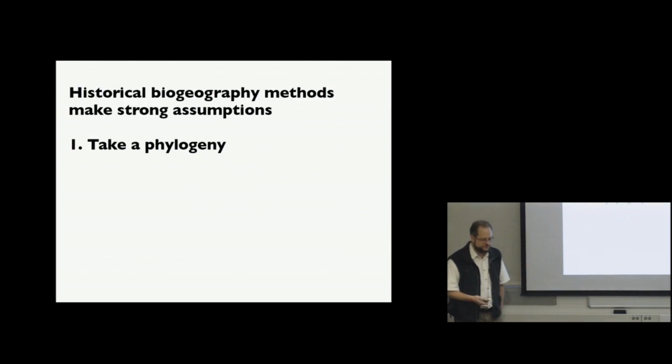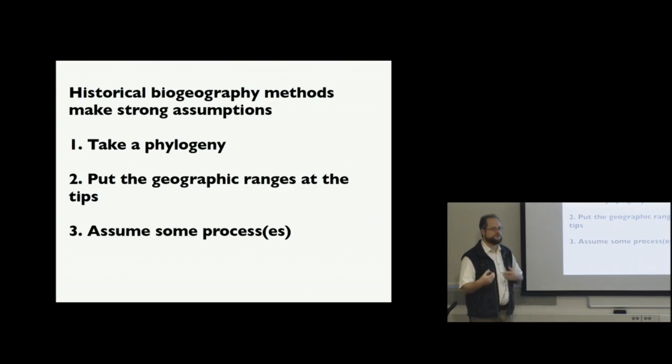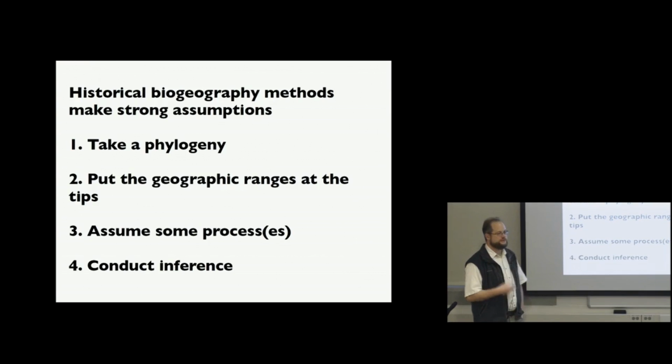The basic procedure that we use when we do analyses in historical biogeography is we start with a phylogeny, and you get that from DNA or from morphology or some combination. We get the geographic ranges of the different species in a tree, so we know where they live now. We assume that there's some process, vicariance, dispersal, that explains their distribution. And then we conduct inference, and we try and infer down the tree what the history is. Where did the ancestors live on that tree is basically what we're going for.